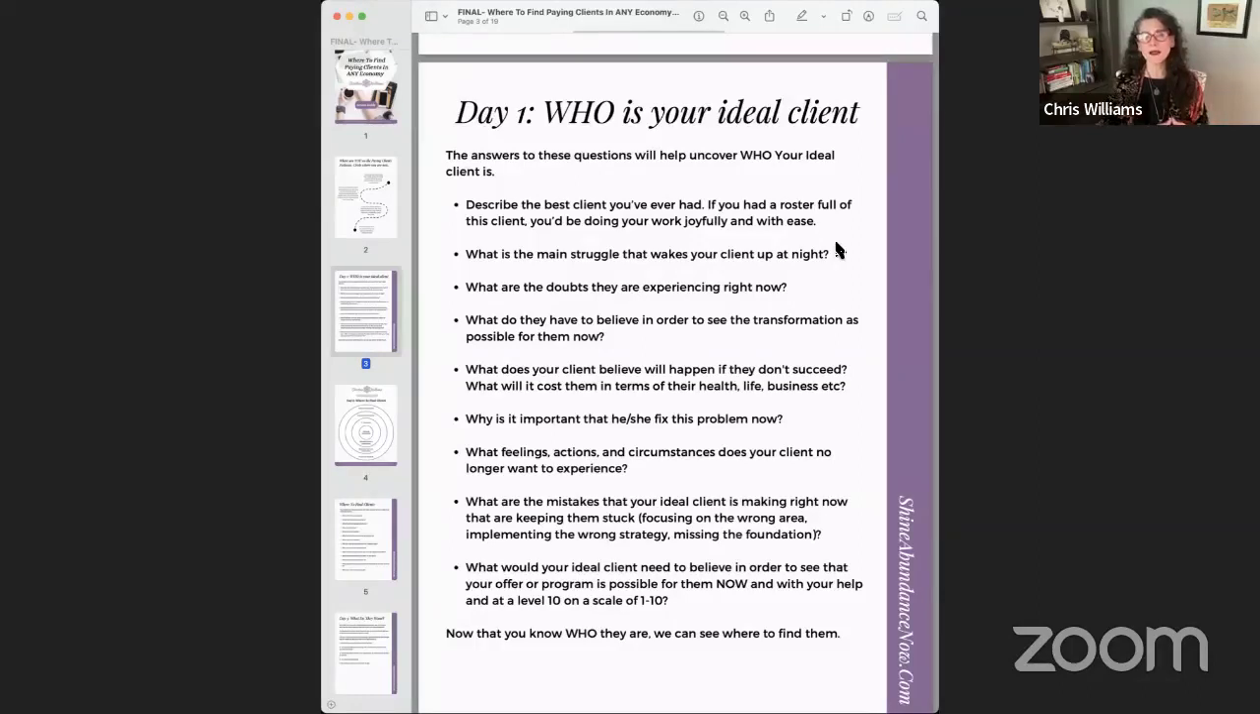So what would your ideal client next need to believe in order to see that your offer or your program is possible for them now, with your help, and at a level of 10 on a scale of 1 to 10? Why do we need to answer this question? Because we want to understand what the beliefs are, right? This is a belief ladder, whether we're buying a mattress or a new car or investing in a new house or even picking a phone, whatever phone it is. We need to believe that the result, the transformation is possible, and we have to be willing to take action at a level of 10.